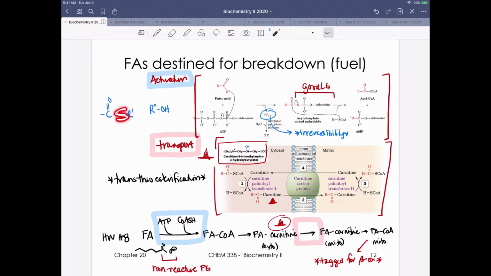Well, if one of these guys happens to be a sulfur group, meaning that it's a thioester, we can still do the same chemistry, but what we're going to do is swap out the guy that was the alcohol here for the guy that was the thiol here.